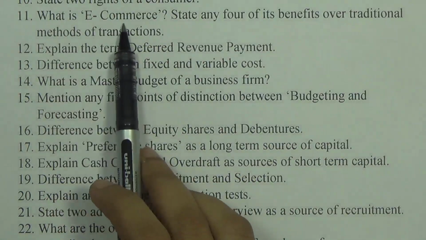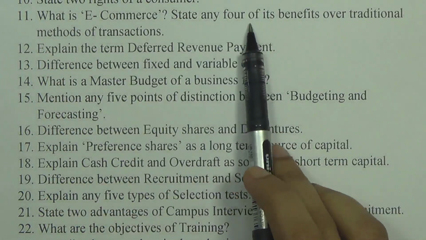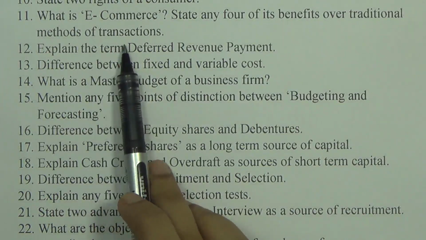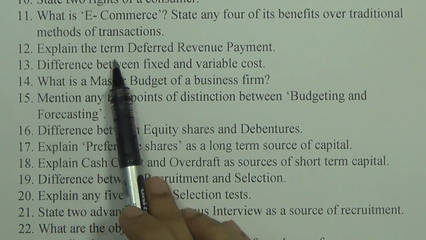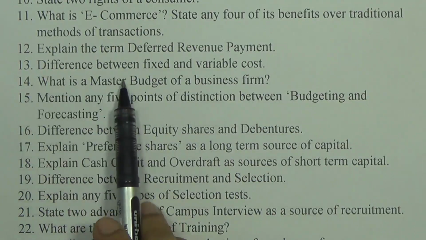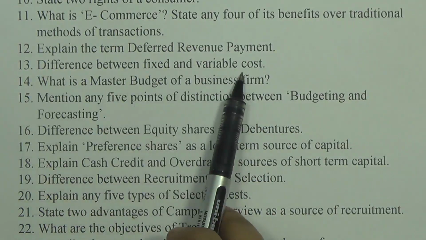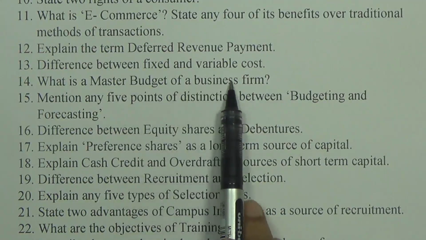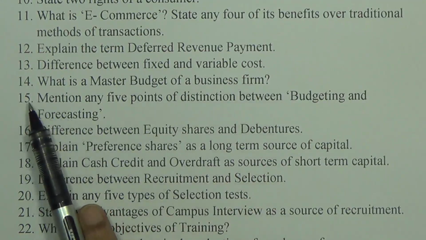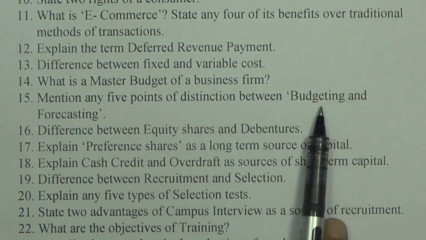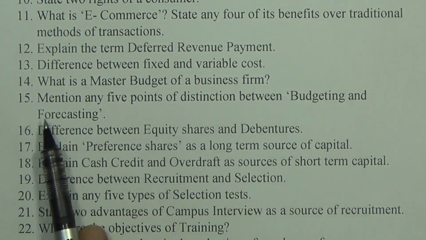11. What is e-commerce? State any 4 benefits of it over traditional methods of transactions. 12. Explain the term deferred revenue payment. 13. Difference between fixed and variable cost. 14. What is master budget of a business firm? 15. Mention any 5 points of distinction between budgeting and forecasting.